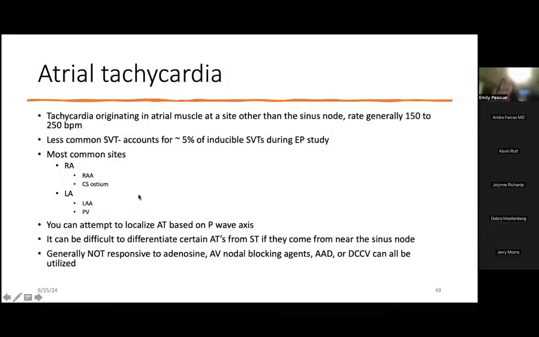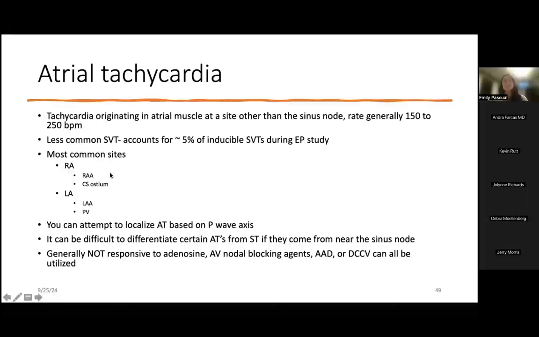So atrial tachycardia is less common than AVNRT. Essentially atrial tachycardia is due to abnormal automaticity. It's not a reentry circuit. There are sites somewhere else in the atria, could be right atrium, could be left atrium, that are generating the signal, not the sinus node. The rate's usually anywhere from 150 to 250. This accounts for like 5% of SVTs when we go in and do an EP study. If we have a patient who has SVT and we're not sure where it's coming from, we put catheters in, try to induce it. This is not the most common thing that we see.